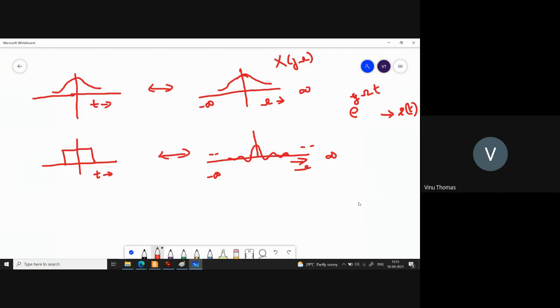Now, if you look at one e raised to j omega 0 t, so let us look at e raised to j omega 0 t. So this is a phasor that rotates in the positive direction, being the anti-clockwise direction. So I'll draw that once again.